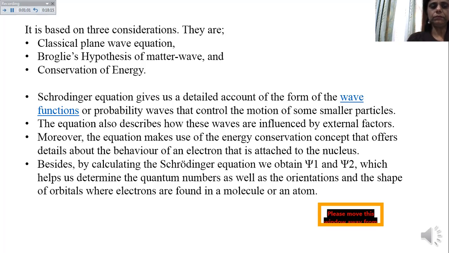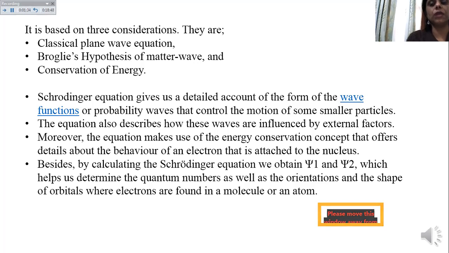Means Schrödinger's equation tells not only the behavior of electrons as a wave but also about the wave function. This equation also describes how these waves are influenced by external factors. Means the position and the momentum of electrons are influenced by the external factors. Moreover, the equation makes use of the energy conservation concept that offers detail about the behavior of an electron that is attached to the nucleus.